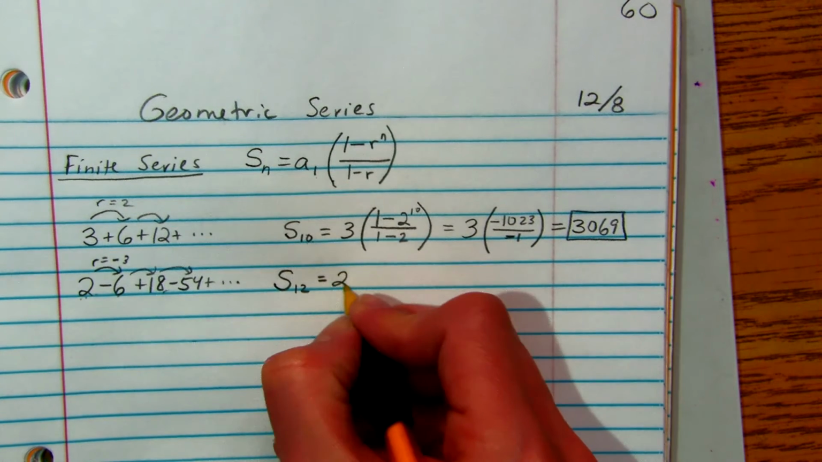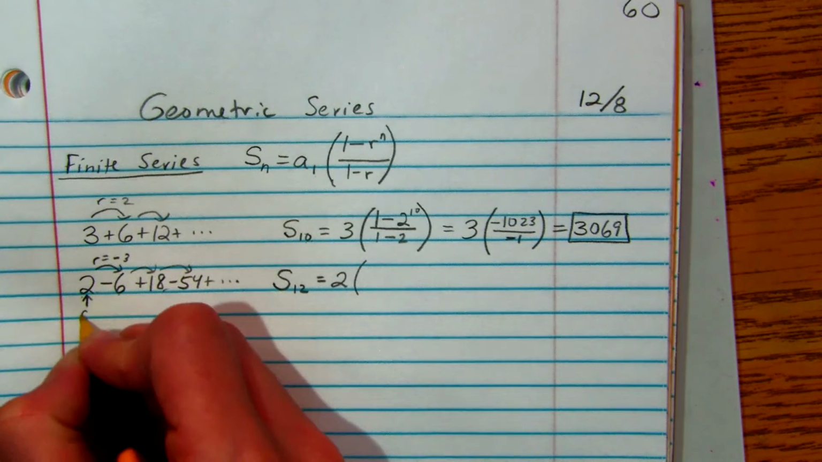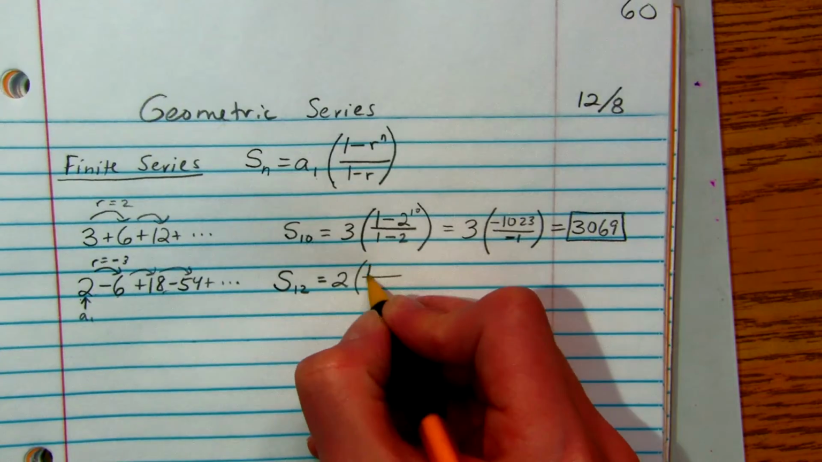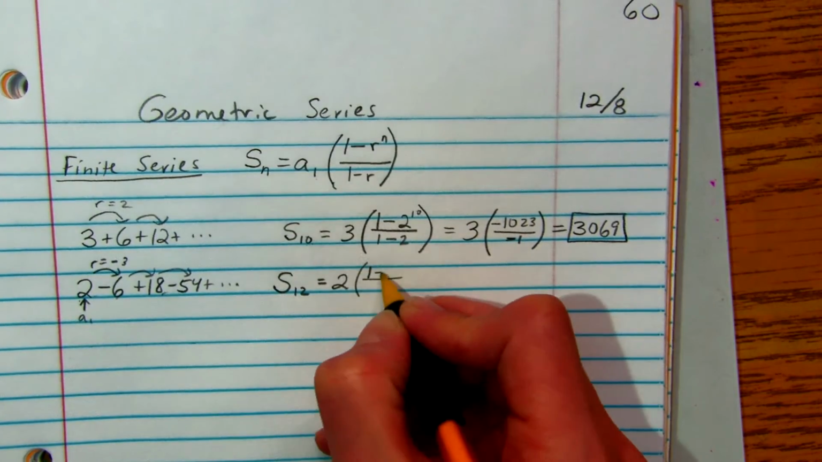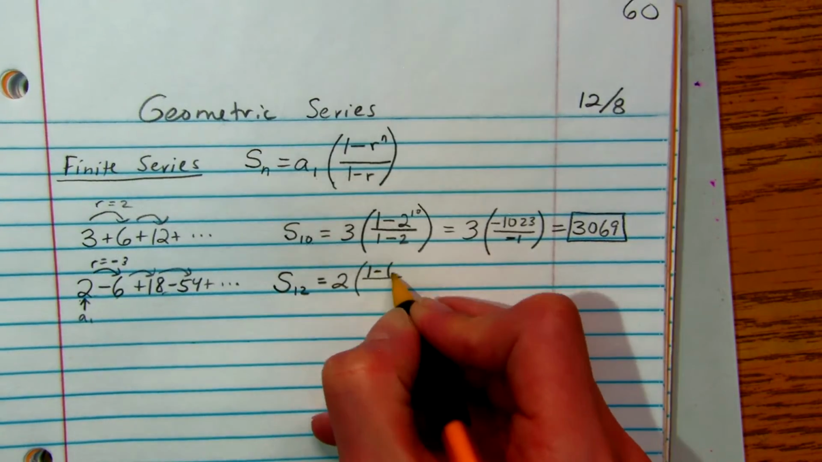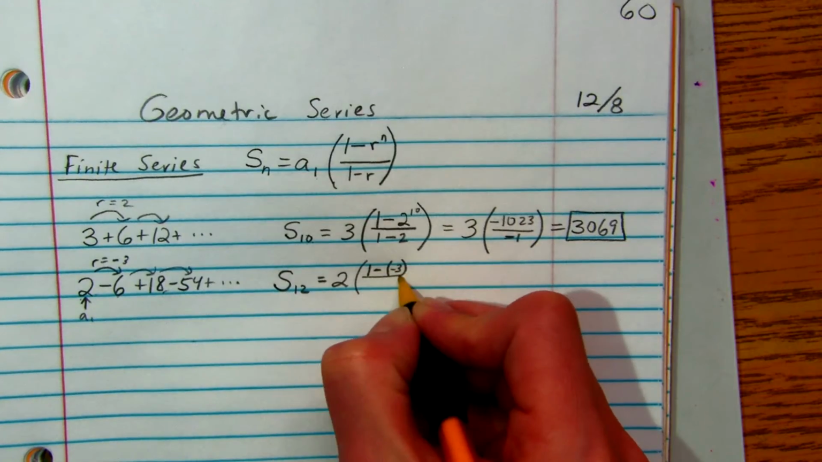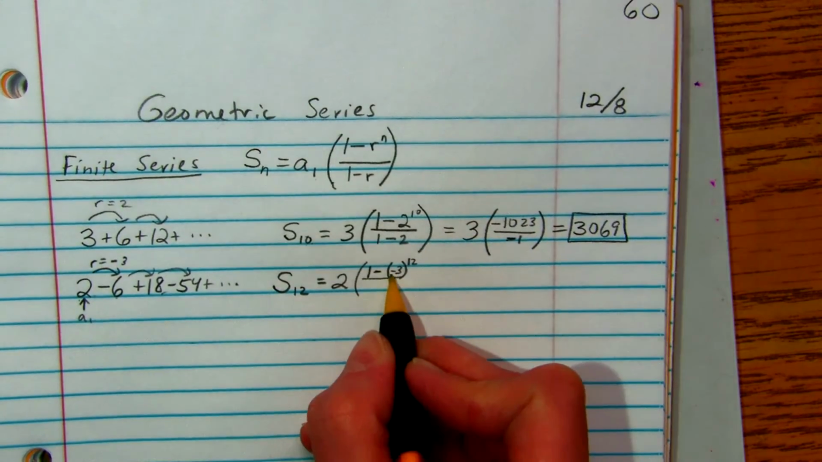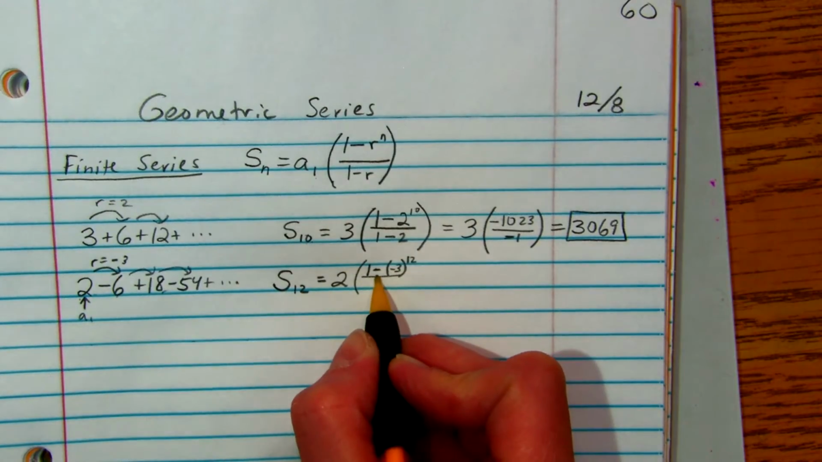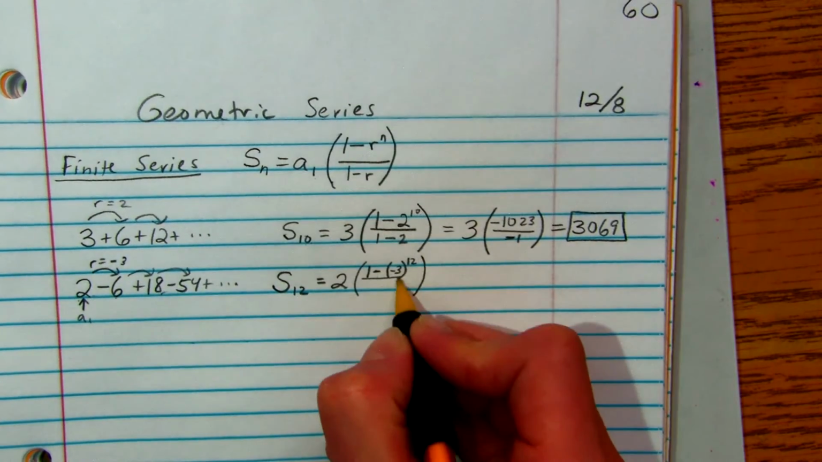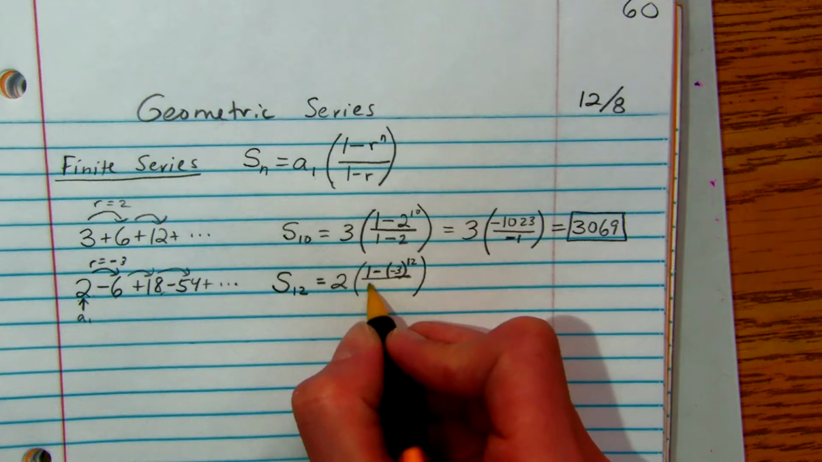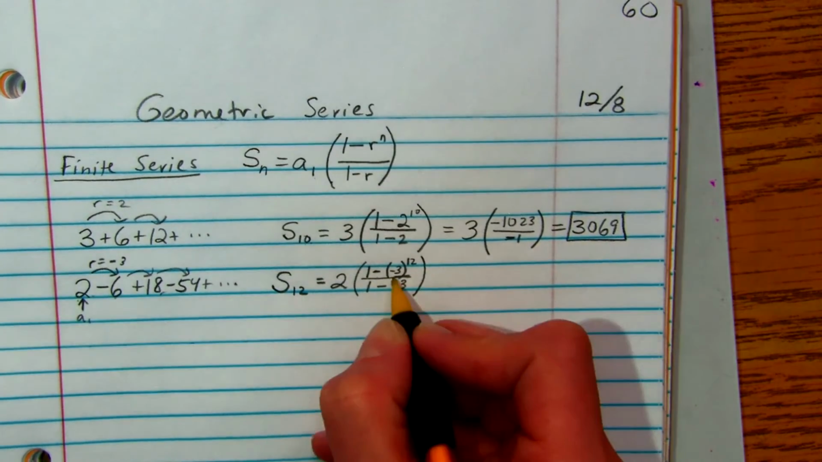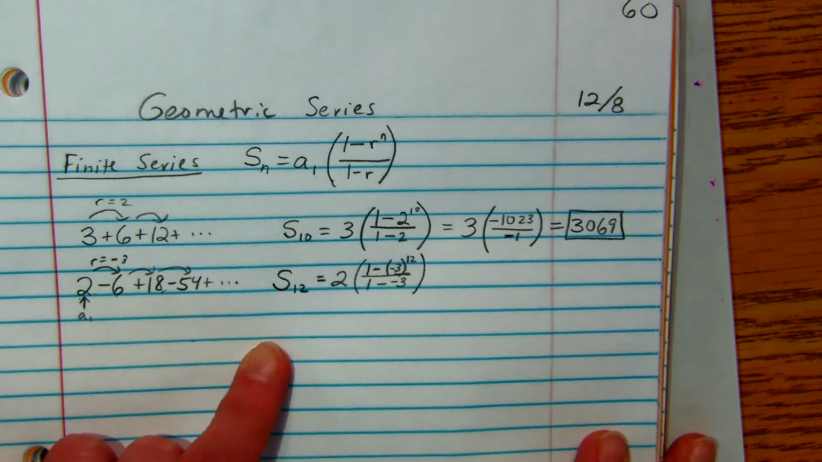So I put 2 here. This is my A1. And then on the top of my fraction, I'll have 1 minus, and here's the kicker. You're going to do some little parentheses. Negative 3 in the little parentheses to the 12th power. And that is so that this negative and this negative do not cancel because they're separate. Otherwise, your calculator won't like that. And then I'll have 1 minus negative 3 in the bottom. So the negative for the ratio changes things a little bit.